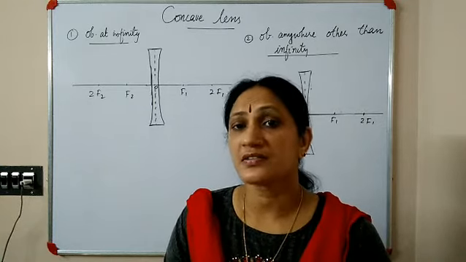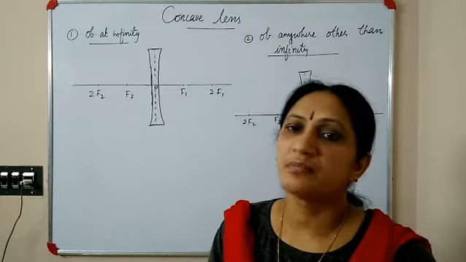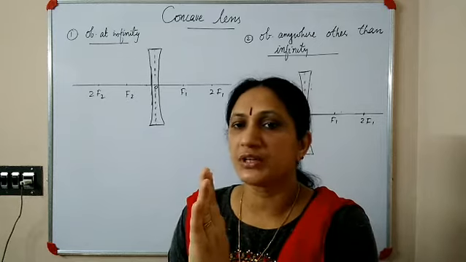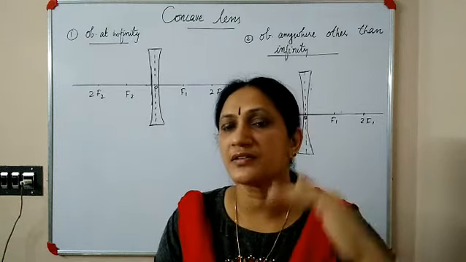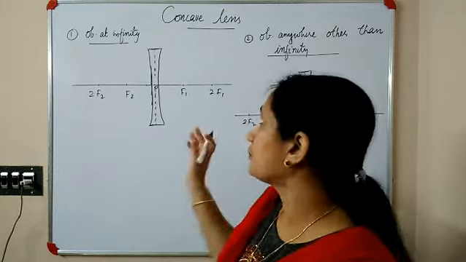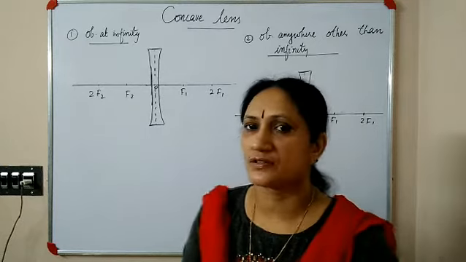Okay, and that is the application of convex lens in a simple microscope. A small object will be kept close to the lens, then an enlarged virtual erect image will be seen. Now next topic, we are going to see image formation in concave lens.